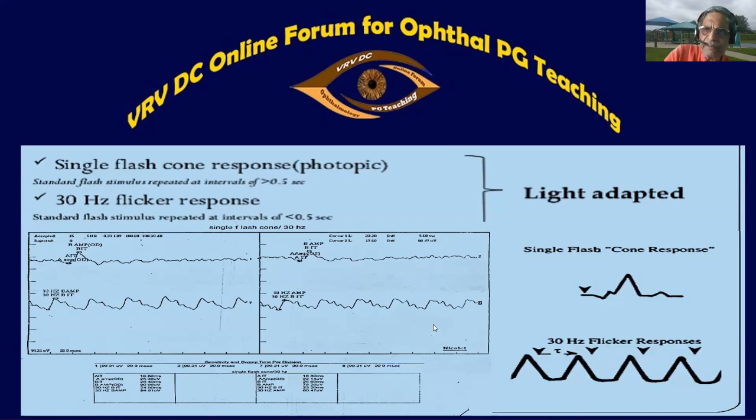Once you have done the dark adapted test, you go for the light adapted test. In the light adapted eye you mainly see the function of cones. See the beauty: with a single flash, the cone response is like this. Whereas a 30 hertz flicker gives you only the function of cones, because the rods cannot respond to 30 hertz flickering rates. Rods can respond maximum up to 12 hertz. That's why with a 30 hertz flicker you get only the cone response.